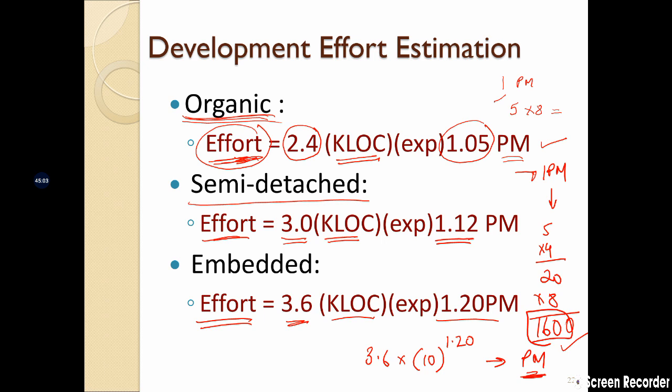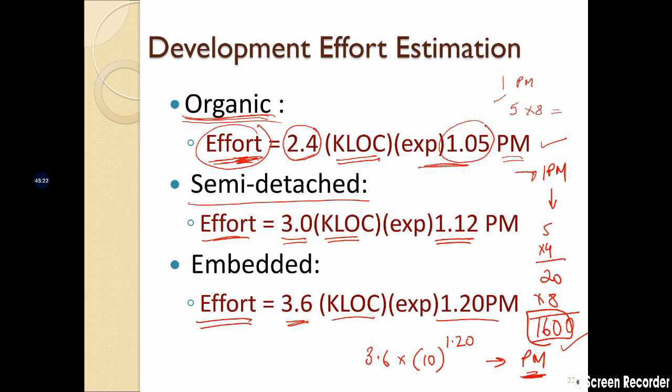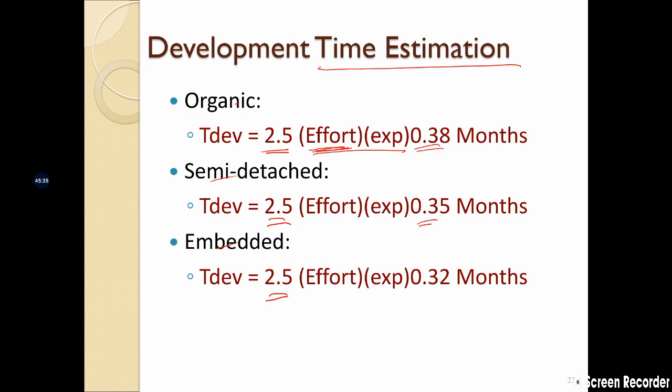Whatever effort you find out from here, you have to substitute in the formula here, and that will give you the total development time. In this case, we have these as constants: 2.5 for all three, organic, semi-detached or embedded. Here it was different. For organic it was 2.4, for semi-detached it was 3, and for embedded it was 3.6. But these values are different. Like in this case also they were different, 1.05, 1.12 and 1.2. Here you have 0.38, 0.35 and 0.32. Whatever value comes out, that's going to be in months.